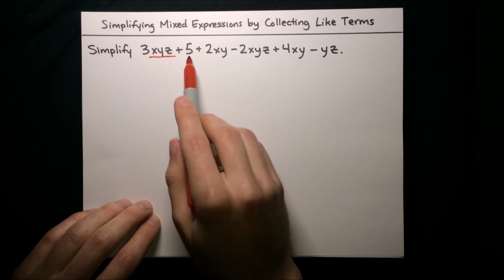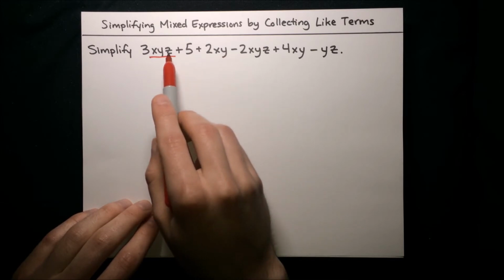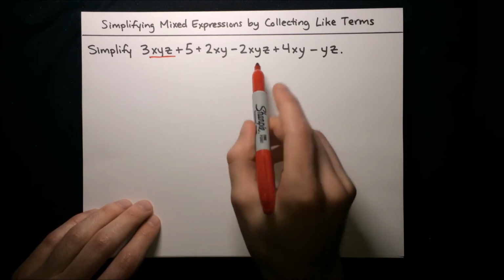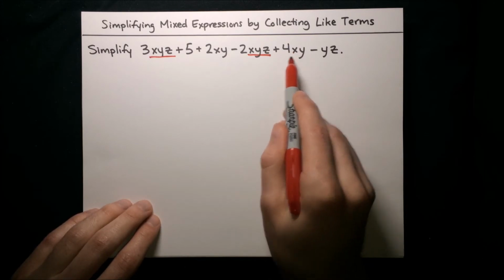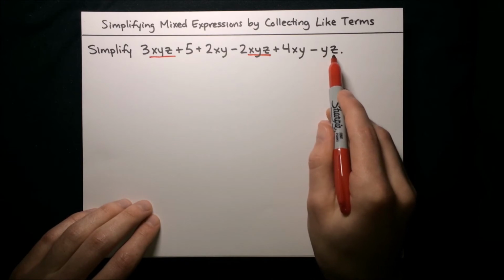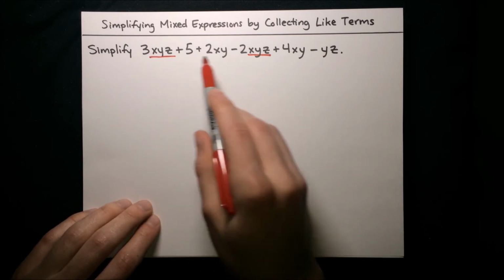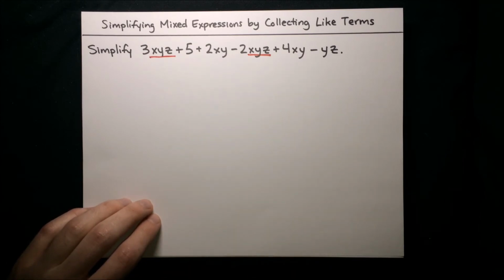So not that, that's just a constant, that doesn't have any variables. This has an x and a y, but we also need a z, so not that either. Hey, there's an xyz. This has another xy, but still no z, so nope, that's not going to work. And this one has a y and the z, that's cool, but it's missing an x, so not that either. Okay, so we've got those xyz terms underlined.